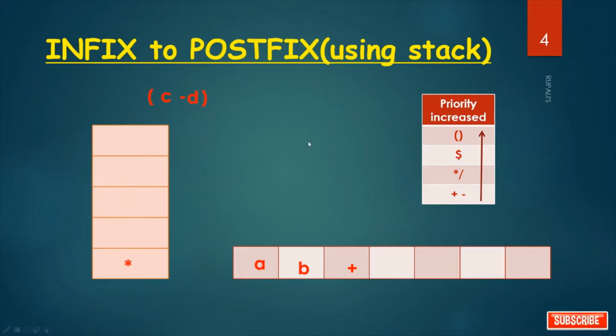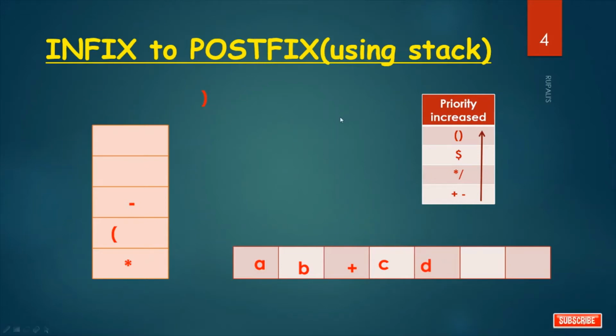Now it comes into, then an opening bracket. So just push it, no need to check priority. Then C is an operand. Then minus. Because the stack top element is the opening bracket, no need to check the priority, just push. Then D is an operand, so write it here.